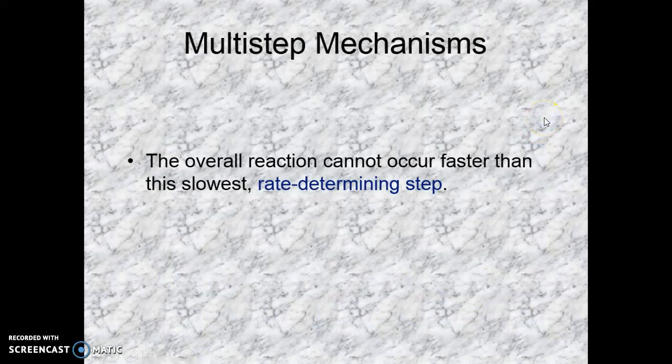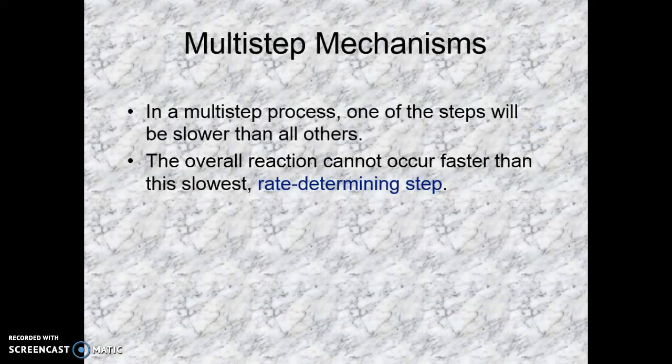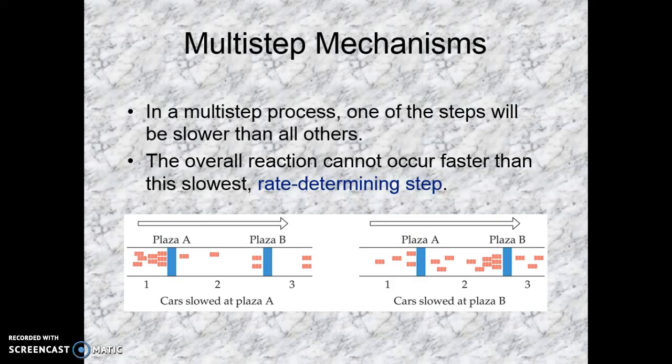Okay, so what if we have multi-step mechanisms? So in a multi-step process, one of the steps will be slower than all the others. So overall, the reaction cannot go any faster than the slowest step. It's the rate determining step.